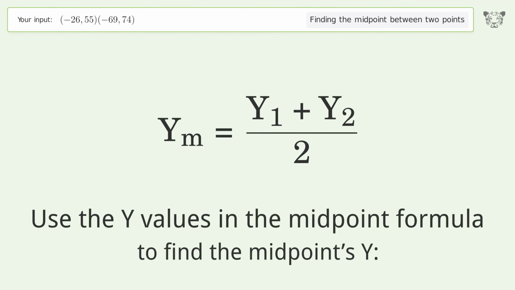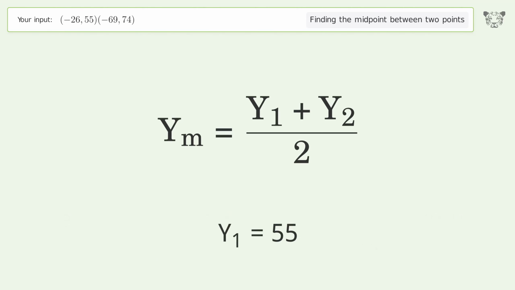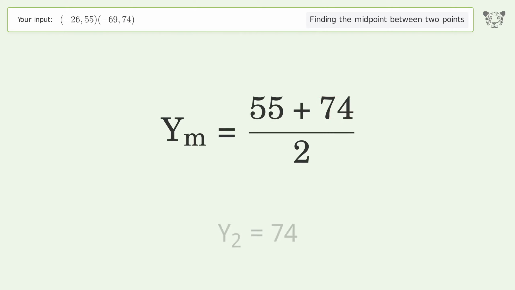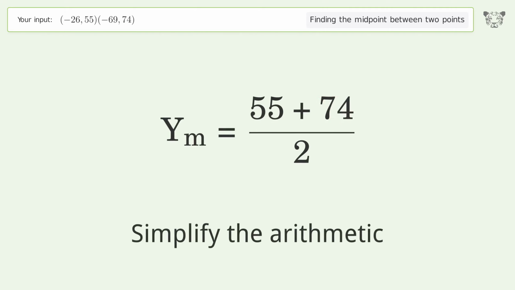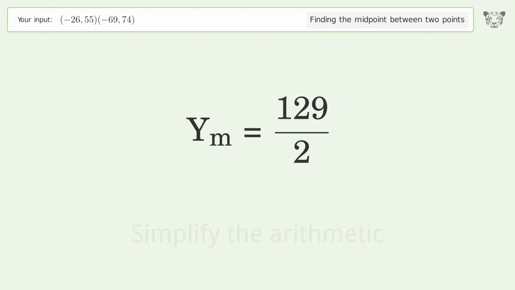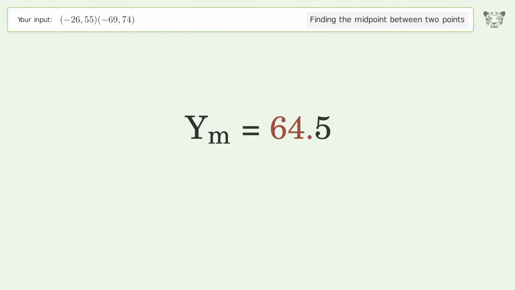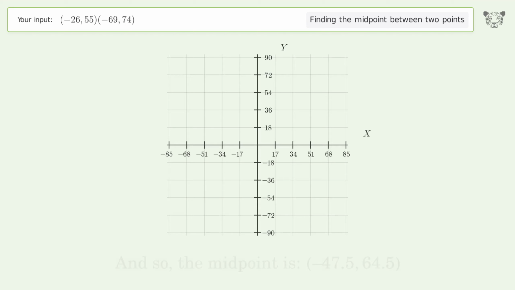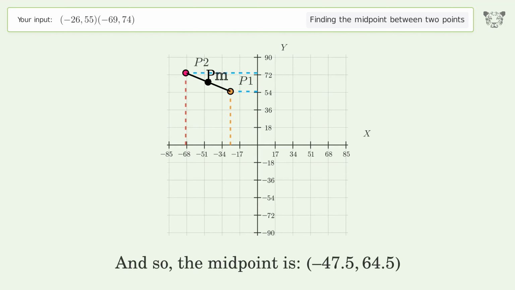Use the y values in the midpoint formula to find the midpoint's y. y1 equals 55. y2 equals 74. Simplify the arithmetic. And so, the midpoint is negative 47.5, 64.5.